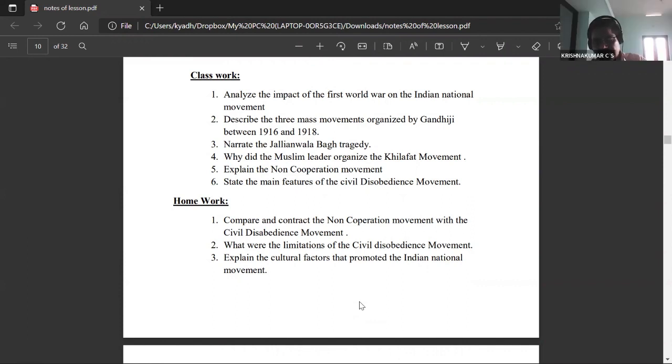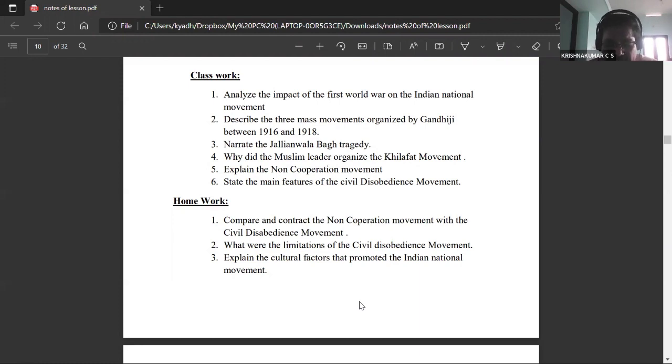What differences? Cooperating with the system, sir. Yes. And civil disobedience is not following the rules, not obeying the government, breaking the laws. Yeah, that is exactly correct. The non-cooperation movement just meant not cooperating with the government, not supporting the government, not participating in government activities.